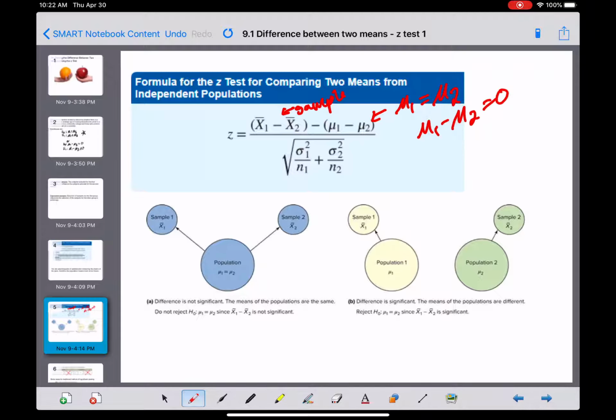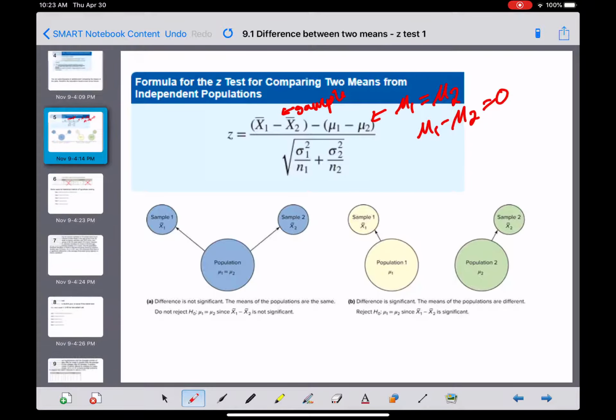So if the difference is not significant, that means that the means are from the same population. So the two different groups come from the same population. If the difference is significant, then that means that those two samples are coming from different populations. The means are different, not the same. So community college versus university, the same, you're getting those samples from the same population versus different people go to different colleges.